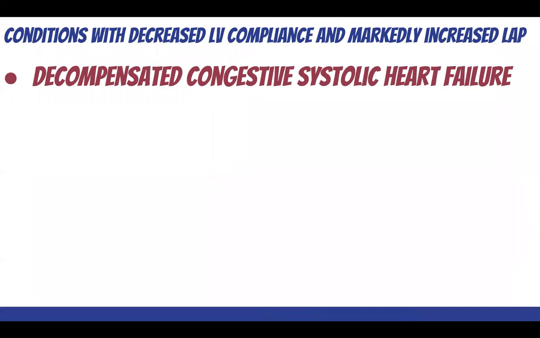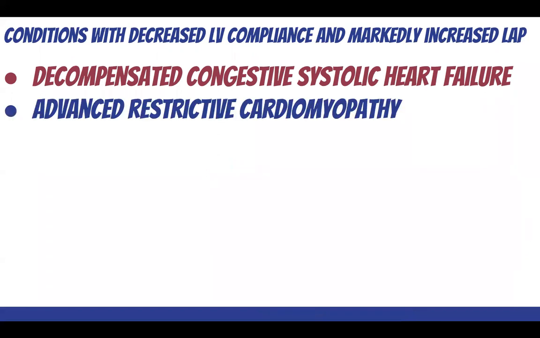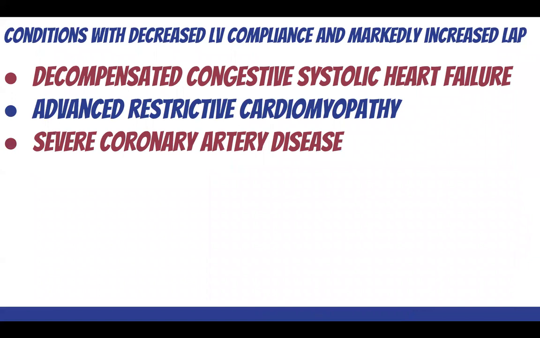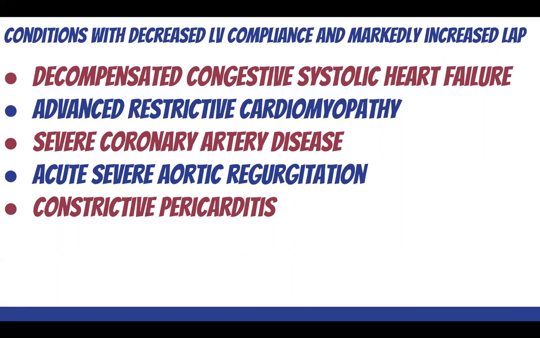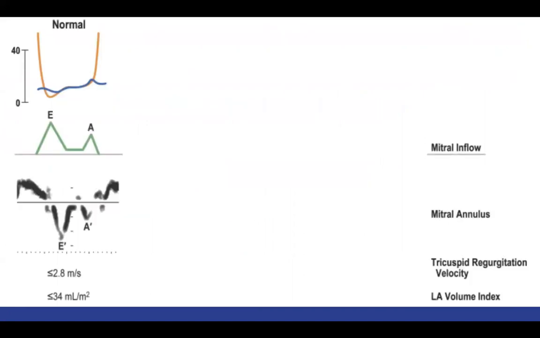So yeah, just quickly, conditions that will cause this kind of grade 3 diastolic dysfunction: decompensated heart failure, advanced restrictive cardiomyopathy, severe coronary disease, acute severe aortic regurgitation, constrictive pericarditis. And this is just a quick summary of these patterns of diastolic dysfunction. In the normal one, this is what we see. The E is more than A, and all the parameters that we already discussed, the TR velocity is less than 2.8, left atrial volume index less than 34.